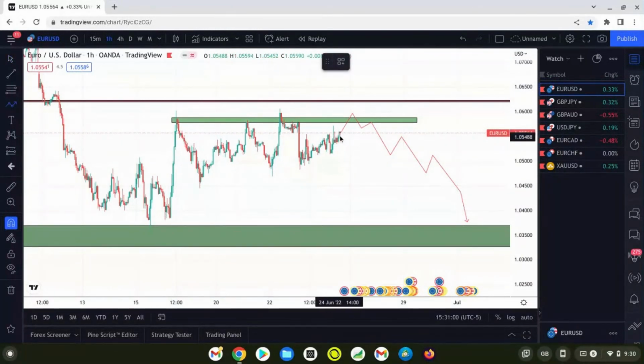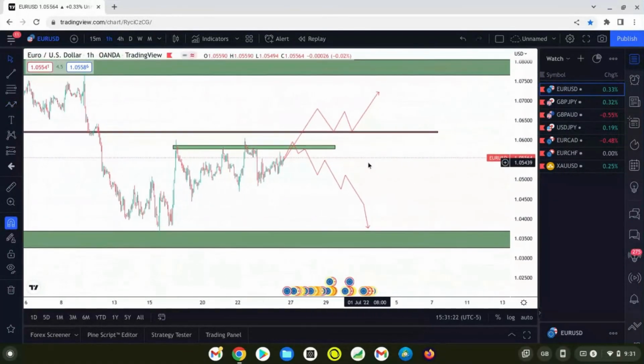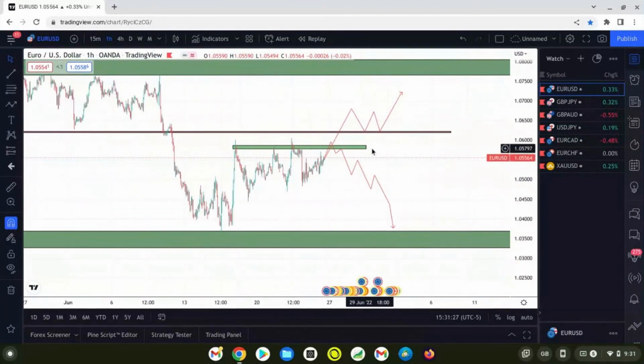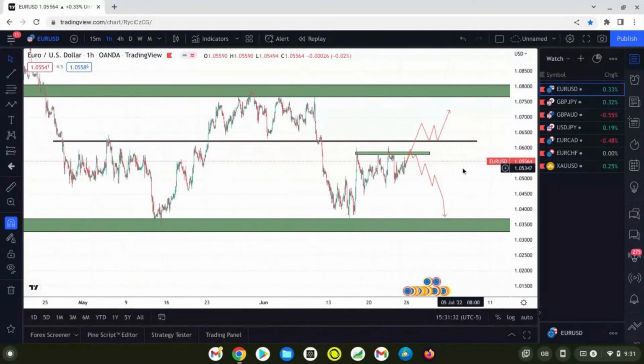So the second scenario is we blast through the 61.8, we retrace. At that point where we retrace, sometimes I like to wait for a second retracement like this you see here, and then get involved in a buy. So that's my bias for the Euro USD. Most definitely I will be looking at the fundamentals too for next week, but for now this is what I think about the Euro USD.